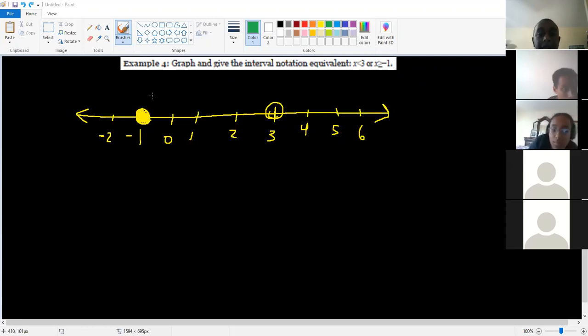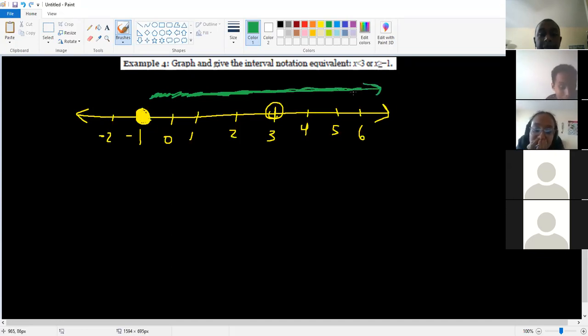I'm going to shade it up at the top because something might happen with the 3, just in case. So it's all the numbers to the right of -1, and it keeps going. So 3, we have all the values that are less than 3. So we just go to the left. All the values that are less than 3, shade them in.